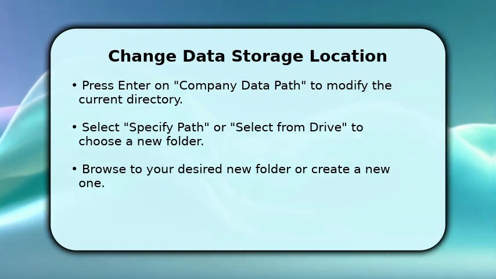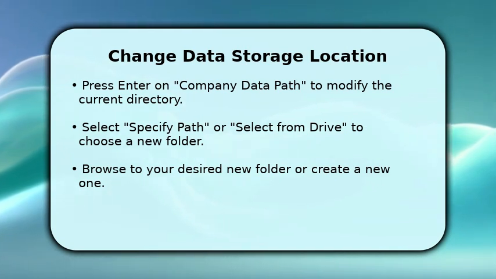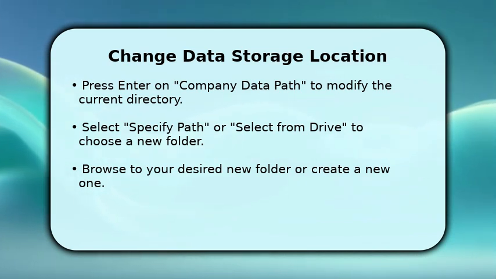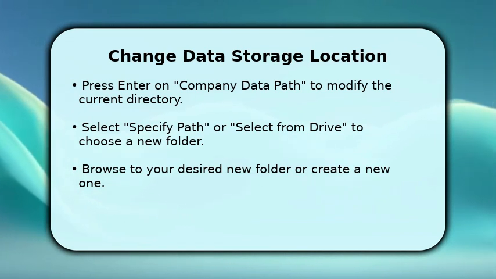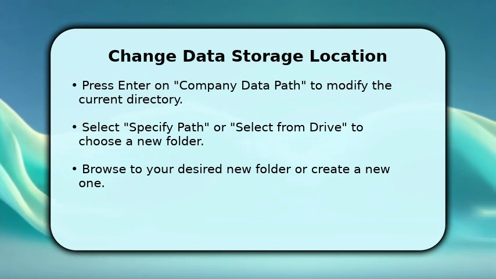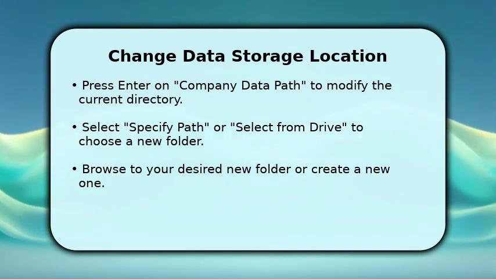You can then choose to specify path and paste a folder path, or select from Drive to open a file browser. Here, you can navigate through your computer's folders to select an existing directory where you want Tally data to be stored. Alternatively, you can create a brand new folder specifically for your Tally data. Once you've chosen your preferred location, confirm your selection to apply the changes, often by pressing Ctrl+A.